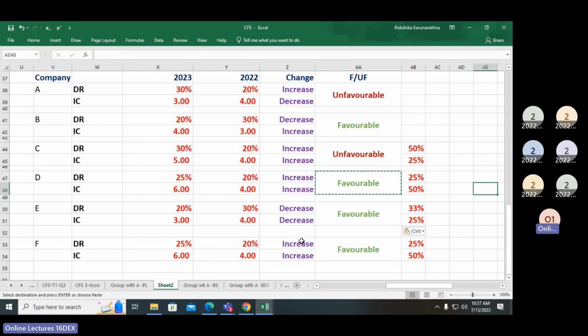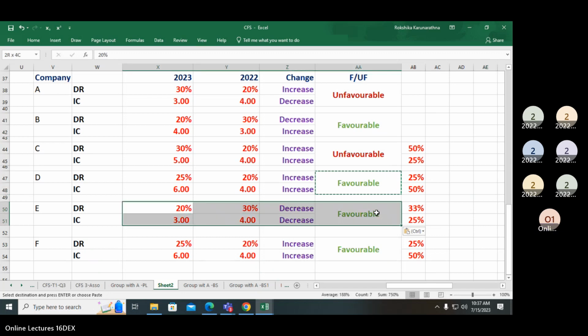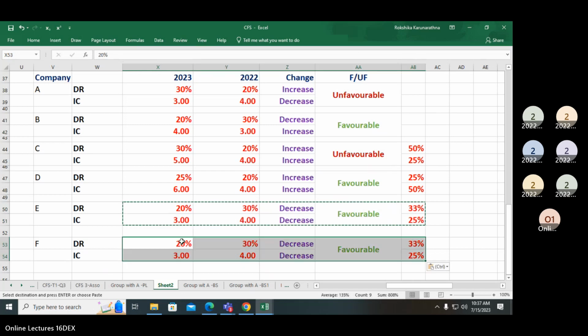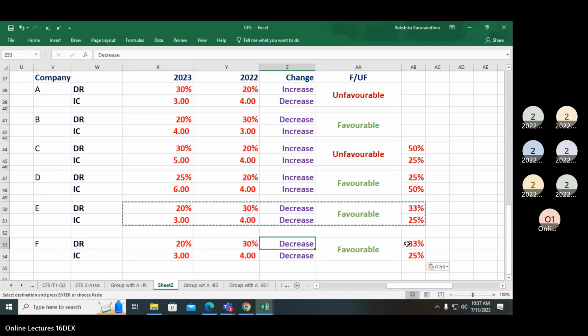ඊළඟ අපි ගමු මේක අනිත් පැත්ත. 33. මේක අඩු වෙනවා 2.